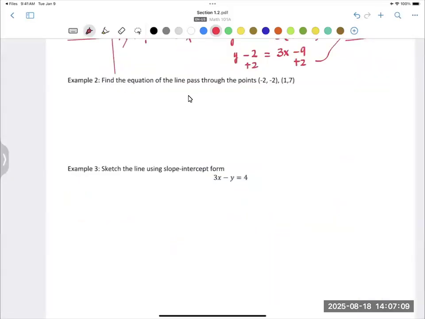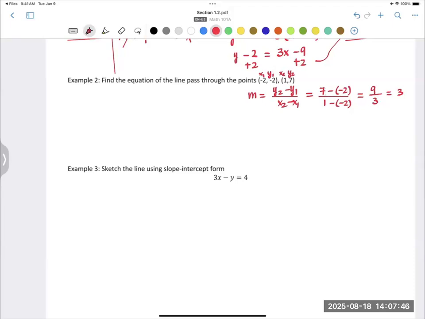Now, how do we find the equation of the line passing through 2 different points? We do the same thing. We need the slope. m is equal to y2 minus y1 over x2 minus x1. This is my x1, y1, x2, y2. Putting in the values, y2 is 7 minus negative 2, all over 1 minus negative 2. That gives 9 over 3, so the slope is 3.